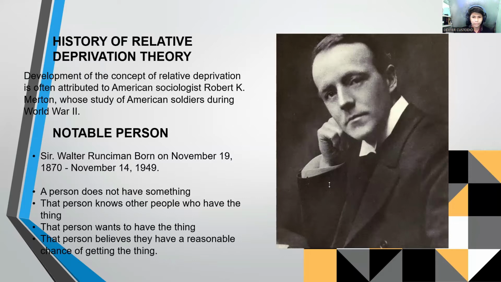In proposing one of the first formal definitions of relative deprivation, British statesman and sociologist Walter Runciman listed four required conditions. First, a person does not have something. Second, the person knows of other people who have the thing. Third, that person wants to have the thing. And the last, that person believes they have a reasonable chance of getting the thing.